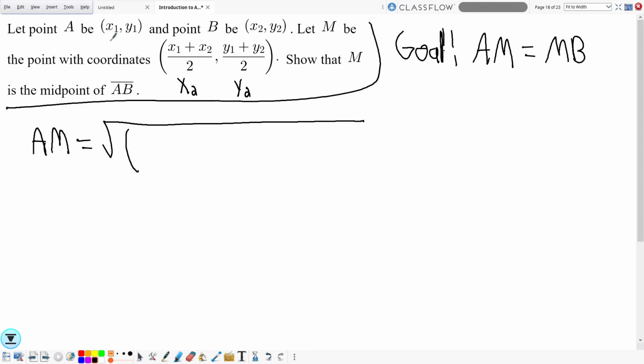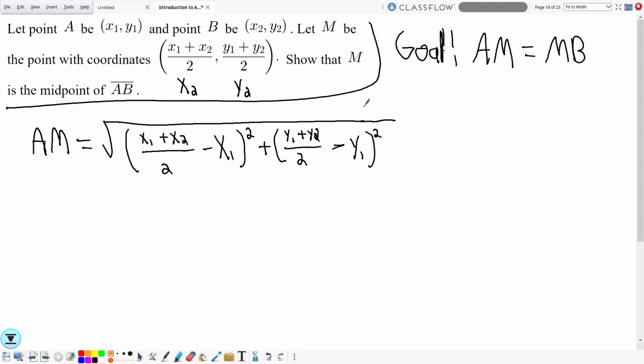So just plug stuff in. We got x2 minus x1. So x2 is x1 plus x2 divided by 2 minus x1, and squared. I'm going to add that with y2, which is y1 plus y2 divided by 2 minus y1. A little weird conceptually, because remember, we're using points A and M. We're ignoring B, it doesn't exist for now. We're just worrying about A and M. So I'm using only the points from A and the only point from M. And we get this horrific mess.